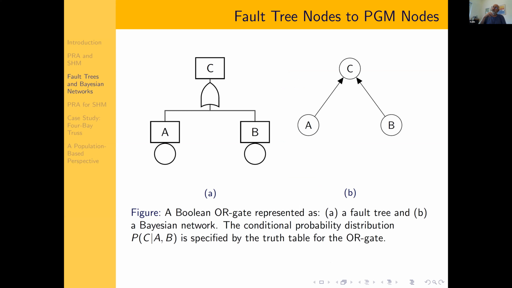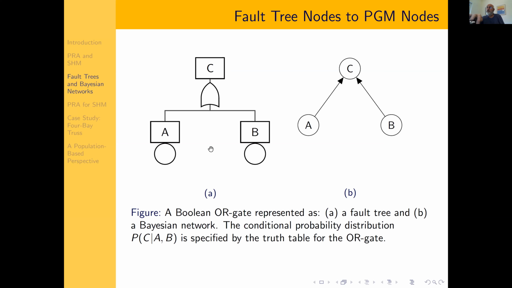Now, these Boolean structures, these logical structures, we want to get them into the form of a probabilistic structure in order to map it into the sort of algorithmic frameworks that we're familiar with in SHM. And the rules for this are reasonably straightforward. This is an OR gate, for example. So C is going to happen if A or B happens.